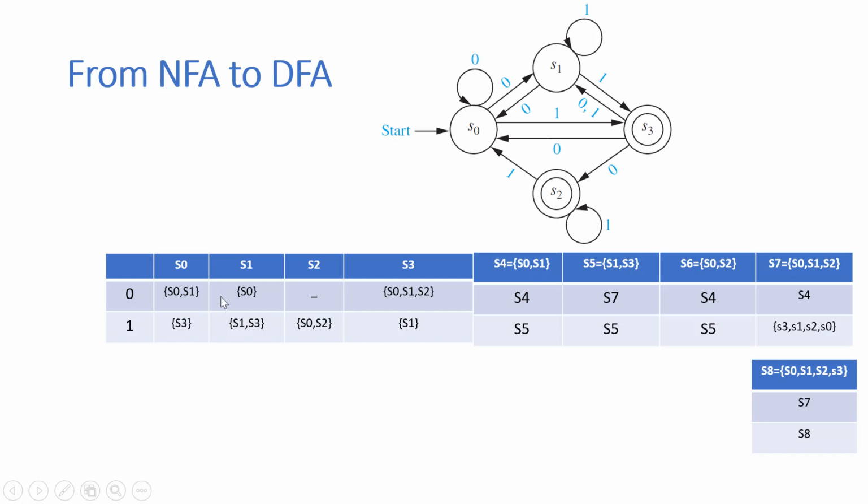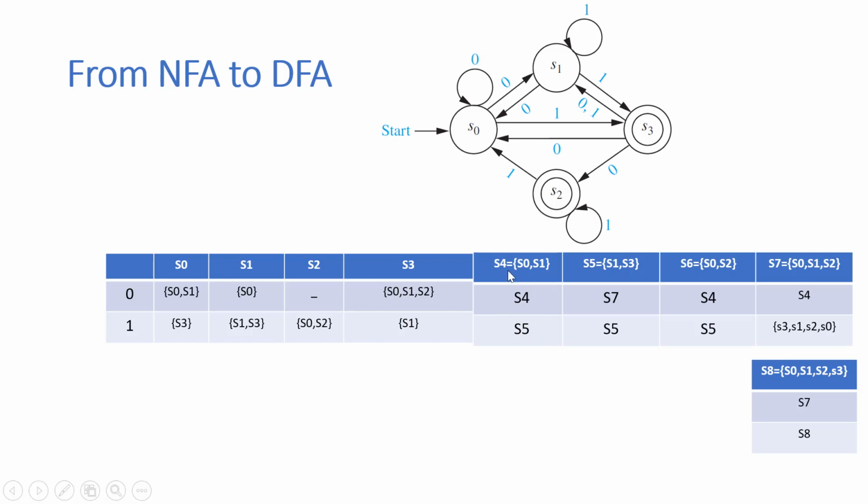All these new states, S0, S1, we're going to call S4. S1, S3, we're going to call S5. S0, S2, we're going to call S6, and S0, S1, S2, we're going to call S7. Let's see how we're going to fill in the table entries here. I'll show you a few of them, and you can think about the other ones.